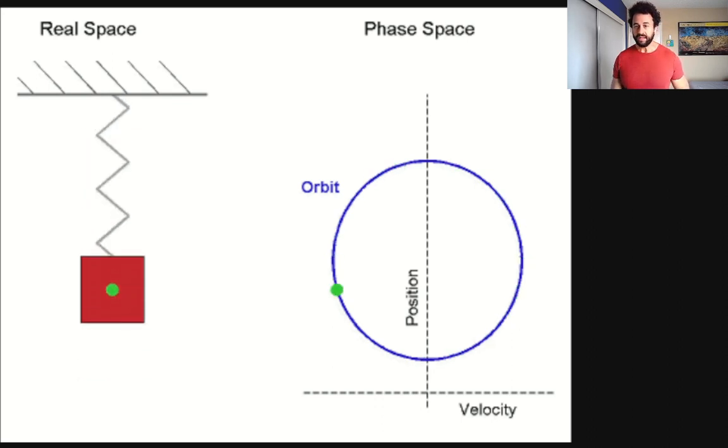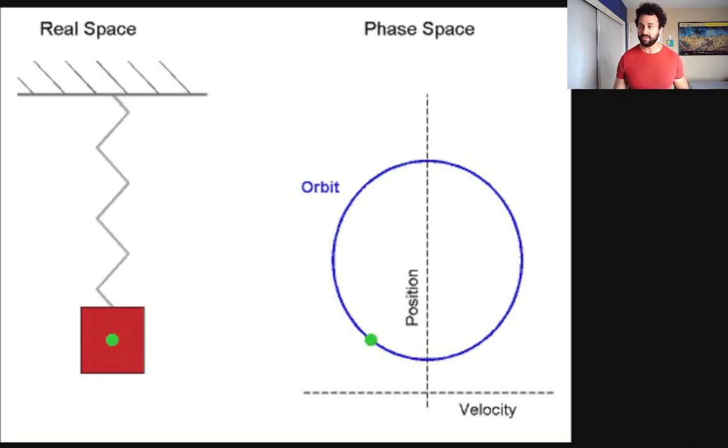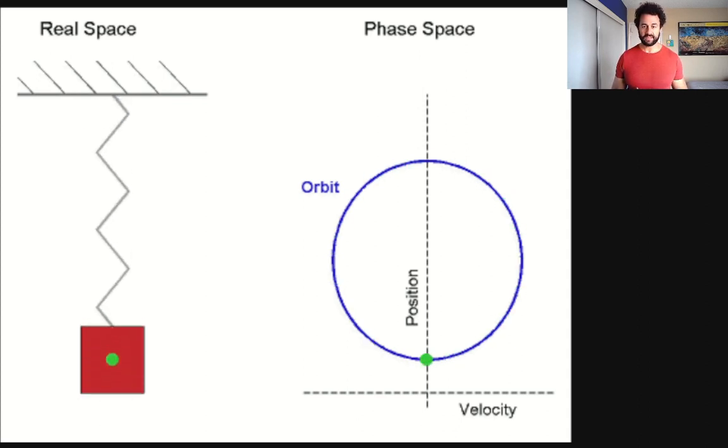Here we go. So this is showing you how simple harmonic motion is connecting to that sinusoidal function that we just looked at. Right over here on the left, where you see the weight bouncing up and down on a spring, that's the motion that we want to describe. There's a red box, that's the weight. The green dot in the middle of the box is the center of the box, and that's what we're going to use to track the motion.